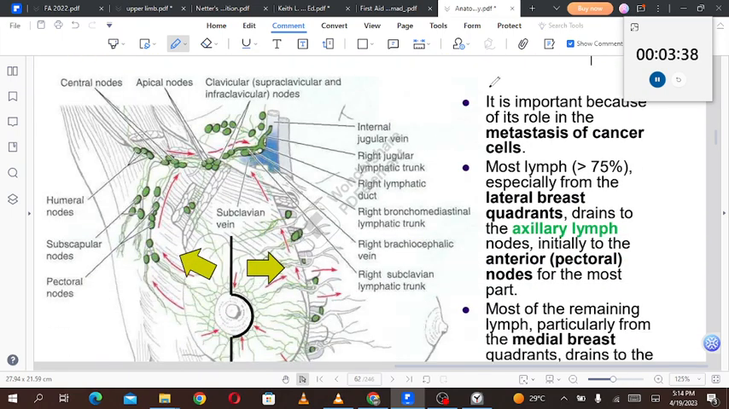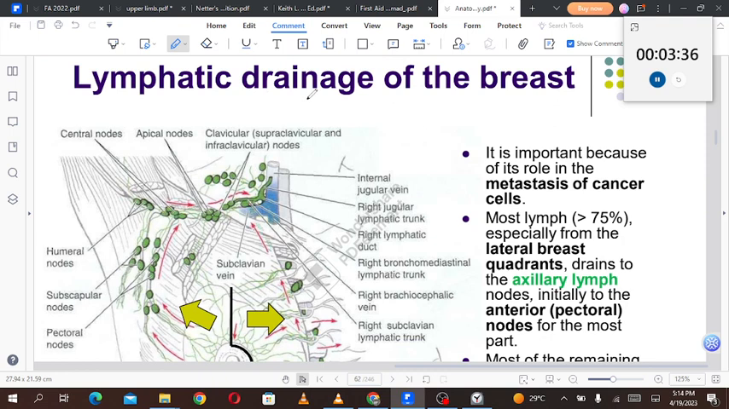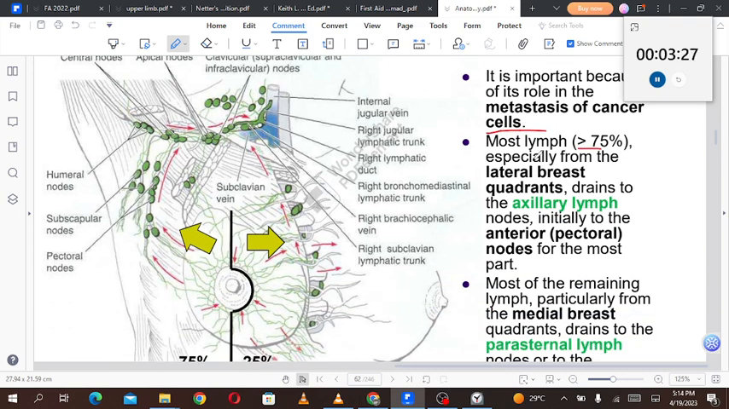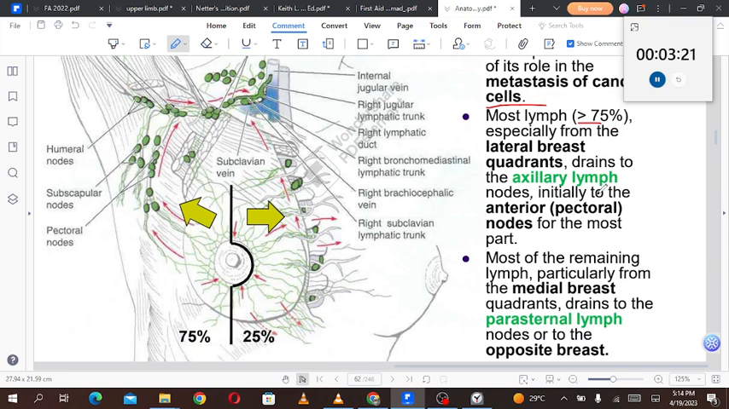The lymphatic drainage of the breast is very high yield and very important as well. Clinically, it is important because of its role in the metastasis of the cancer cell. More than 75% of the lymph, especially from the lateral breast quadrant, drains to the axillary lymph nodes, initially to the anterior pectoral nodes for most part.